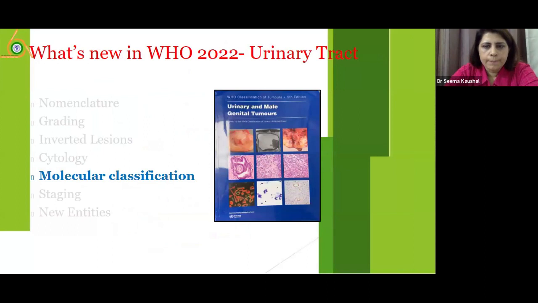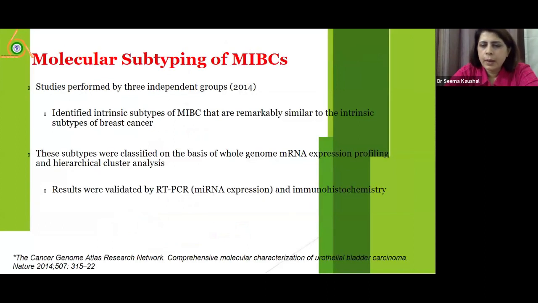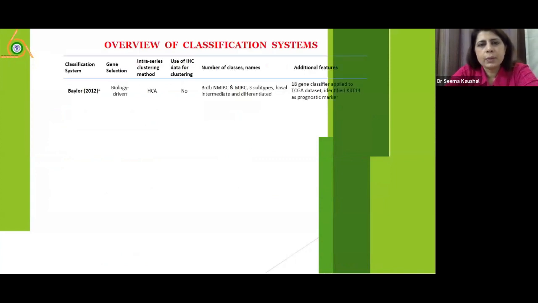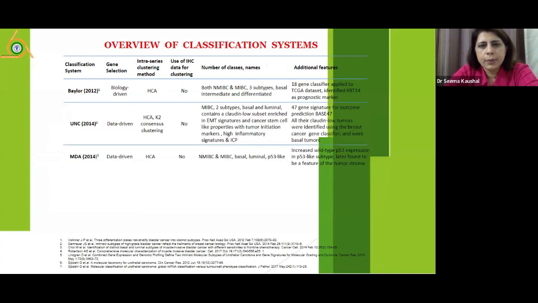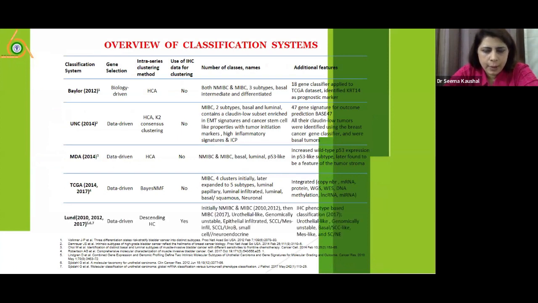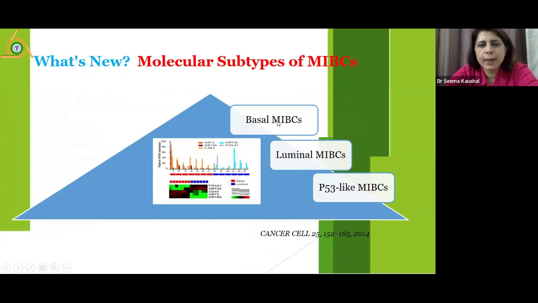Along similar lines, in the last decade or so, studies were performed by three independent groups which found that MIBC, just like breast cancer, has intrinsic subtypes of basal and luminal, and these subtypes are easily distinguished on RNA expression profiling. They were validated by RT-PCR and immunohistochemistry. They proposed that, just like breast, even bladder can be divided into basal, luminal, and P53 type, and various classifications came up in the last decade, dividing these bladder cancers into 3 or 4 molecular subtypes. Essentially, two main types were basal and luminal.